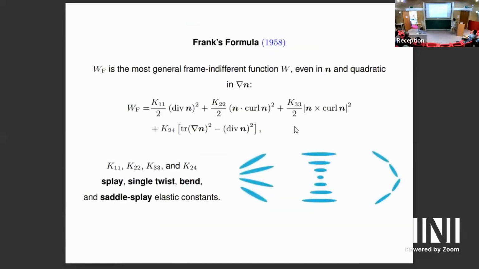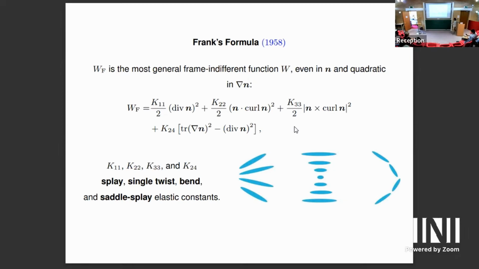And the most general free energy function W, which is even in n and quadratic in the gradient of n, was put forward by Frank in 1958, and there K11, K22, K23, and K24 are elastic constants, which are referred to as splay, twist, bend, and saddle-splay. And this is because they are associated to the orientation field, where distortion energy is proportional to only one of the terms in this formula.